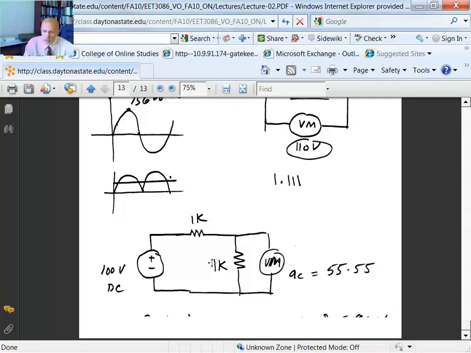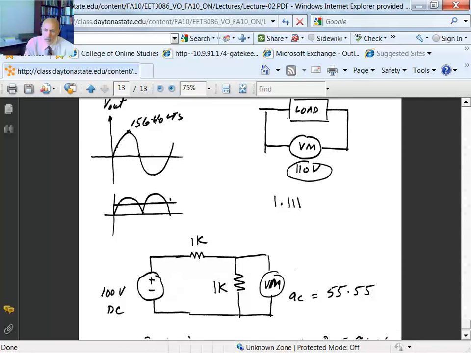Make sure if you're measuring a DC, your voltmeter is on DC, because there's a calibration factor involved, which is hidden in all the AC and DC voltmeters or ammeters. But the scope gives you the actual value. Again, what you see is what you get on the scope, but with the meters, there's a calibration factor involved.